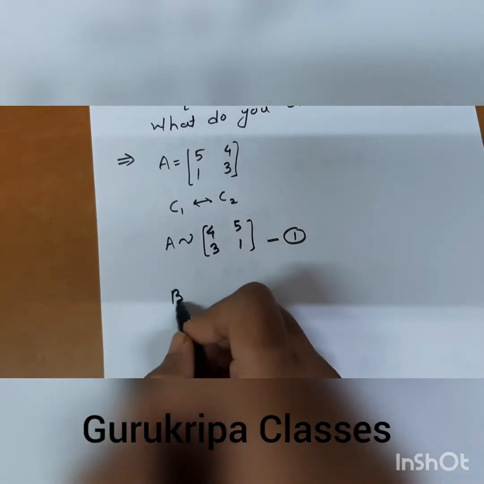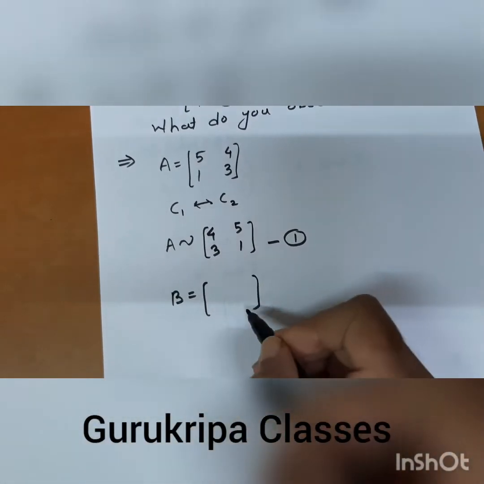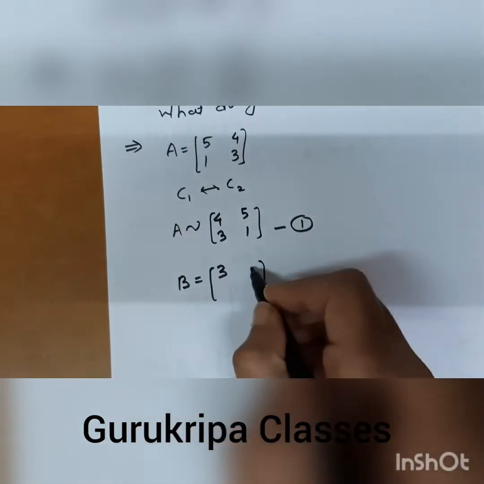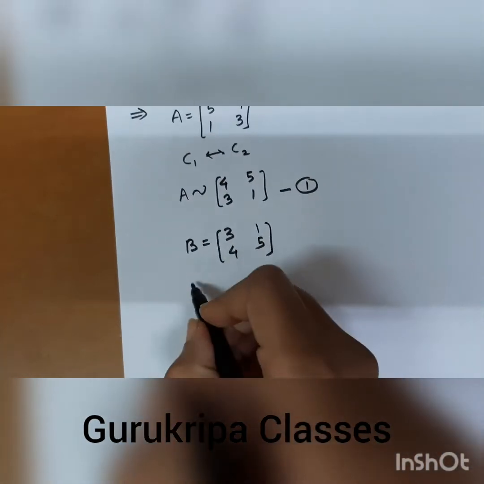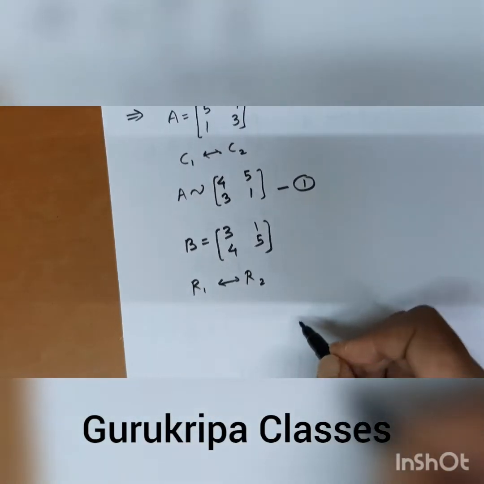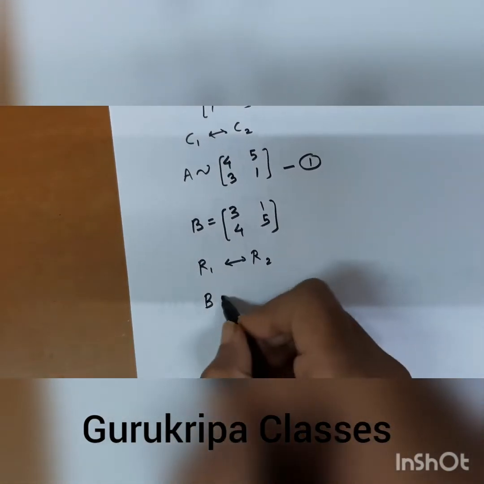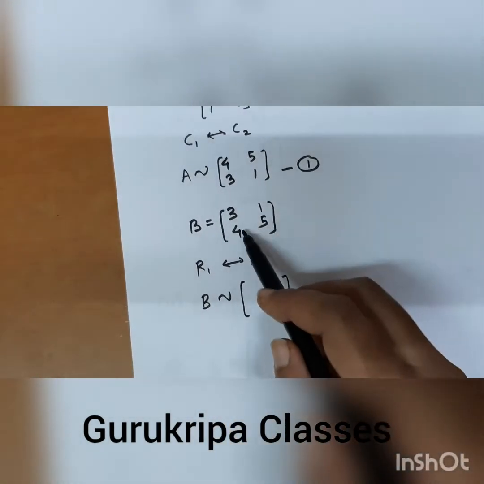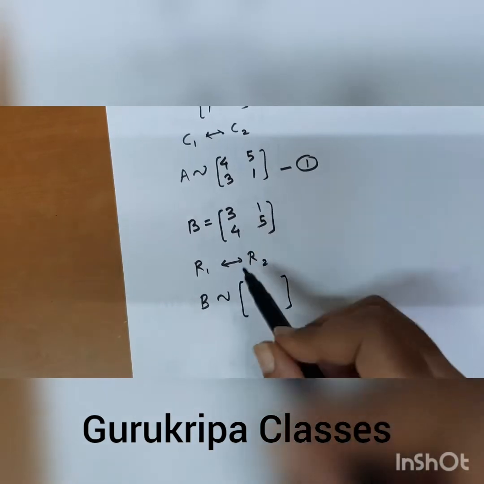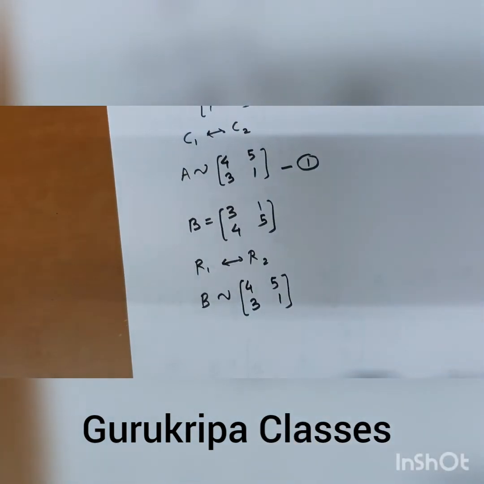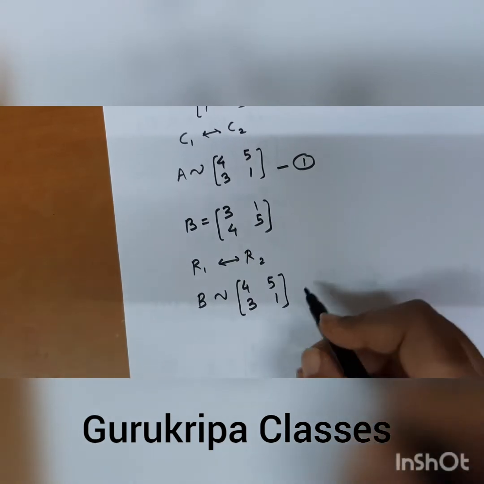Now B is the second matrix which is given in your example, 3 1 4 5. R1 interchanged with R2. So B is equivalent to, R1 the first row and the second row we have to interchange them. So 4 5 3 1. 4 5 I will write in the first row and then 3 1.